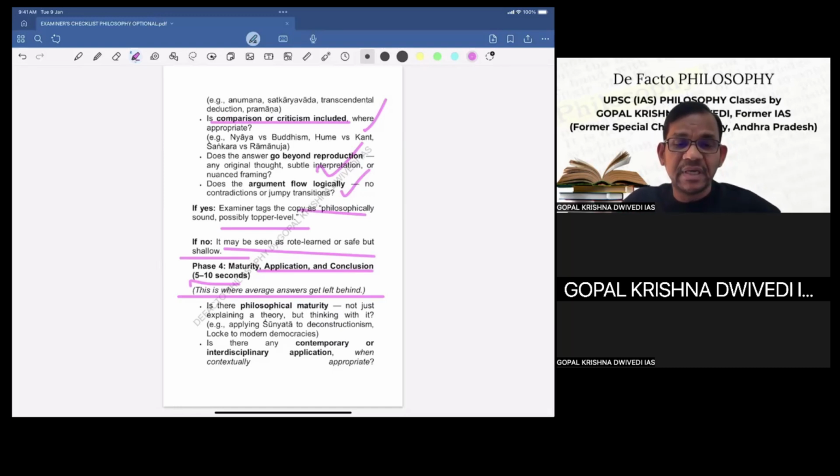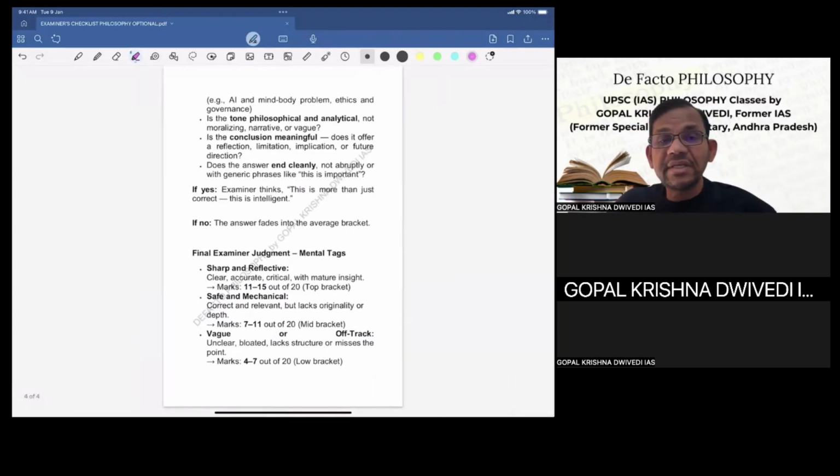Is there philosophical maturity? Not just explaining a theory, but thinking with it. This is again important. Is there any contemporary or interdisciplinary application when contextually appropriate? Because if you are including that, you are basically giving some additional points compared to other students. So you are going to get additional marks accordingly.